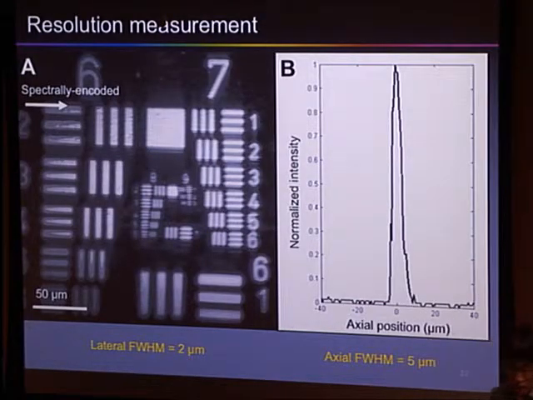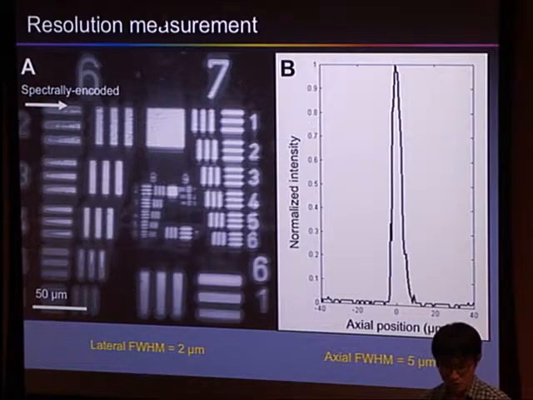And then obviously we have to test the resolution. This pattern over here is about 1 micron wide. We measured the full width at half max of the line spread function, which is about 2 microns, and the actual resolution was about 5 microns. Considering that the cell size for skin imaging is somewhere between 10 to 20 microns, this is probably sufficient resolution for imaging cells in the tissue.